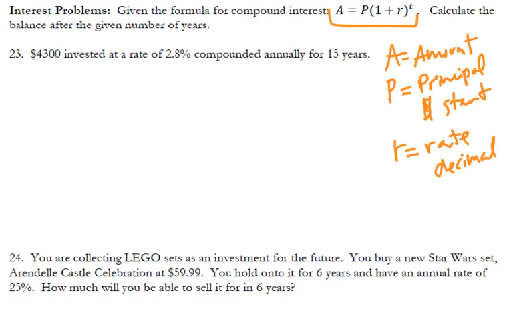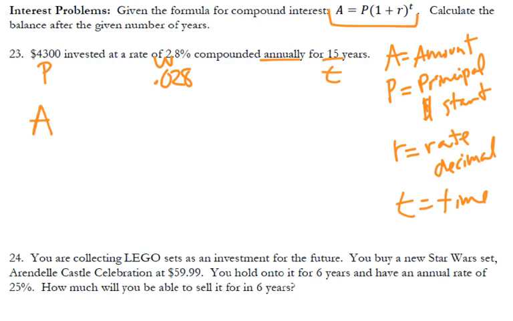So if I'm looking at number 23, 4,300 invested, so that tells me right there that's the principal, at a rate of 2.8%, so make it a decimal, move it twice, so 0.028, compounded annually for 15 years. T stands for time. So that's T.